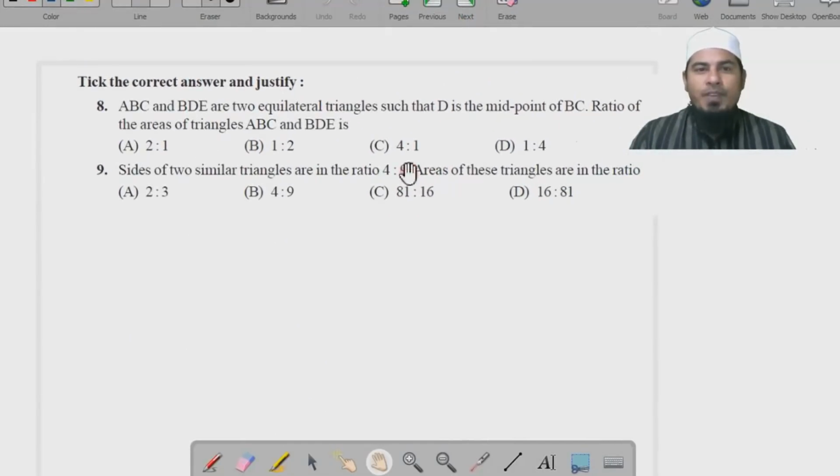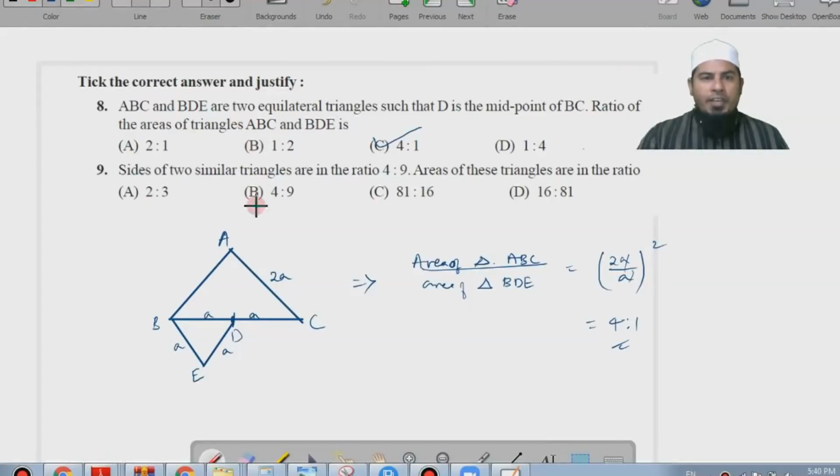Oh wow, ABC and BDE are two equilateral triangles such that D is the midpoint of BC. Find the ratio of the areas of triangle ABC and BDE. Let us look at it with the help of a diagram. According to the statement, in triangle ABC, D is the midpoint. So from here we are making an equilateral triangle. Taking E here, let us consider the small side to be A.